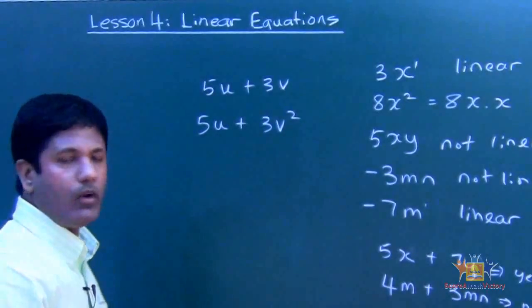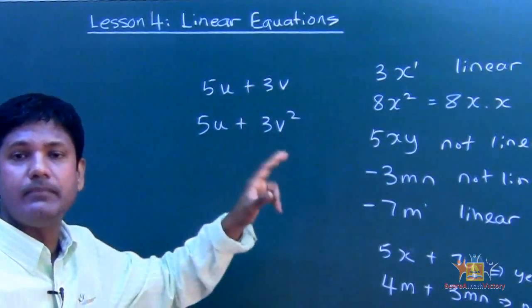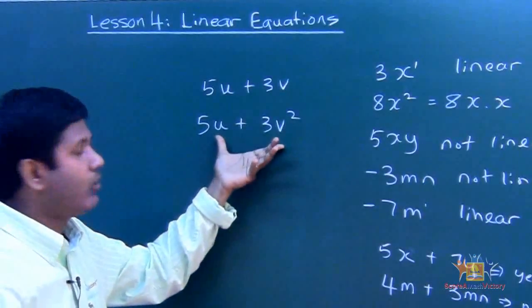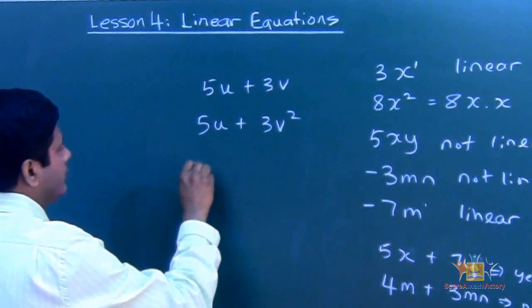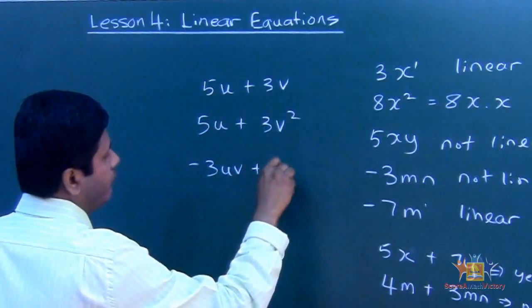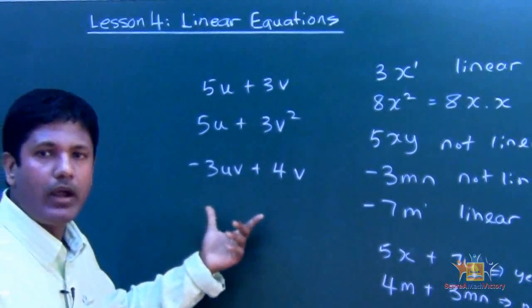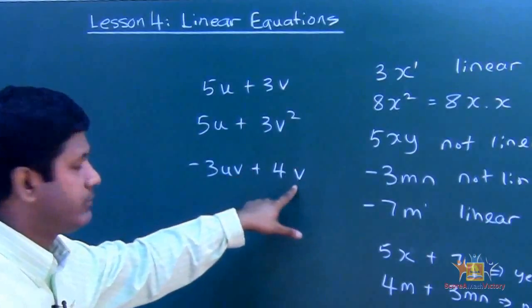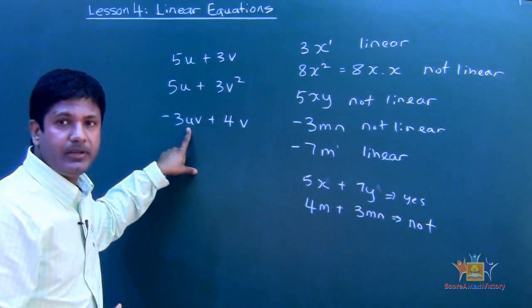It's not linear. Why? Because this one is one term, but this one is a two-term, v squared, v times v. See that? That disqualifies this from being linear, okay? Alright, so if I have negative 3uv plus 4v, how about this one? It's not linear. Why? Because this one has a uv and this one has a v. This one is not a linear algebraic expression, okay?